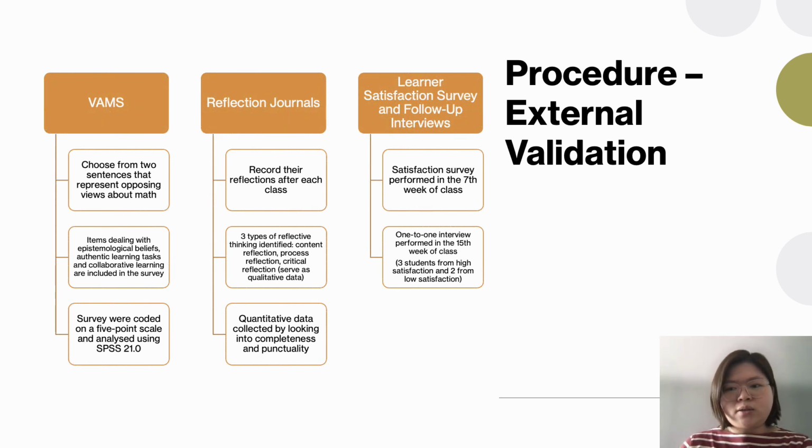VAMS measures learners' epistemological beliefs and attitudes about maths by having them choose from two sentences that represent opposing views about maths. At the end of each class, students are required to record their reflections, which provides qualitative and quantitative data. And in the 7th week of class, a satisfaction survey will be performed. And in the 15th week of classes, 3 students from high satisfaction and 2 from low satisfaction will be chosen to take part in the one-to-one interview.